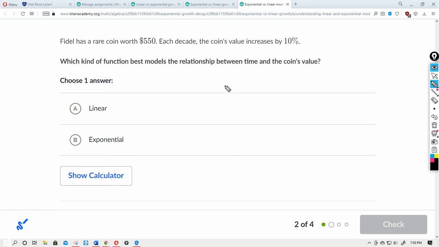Okay, here, Fidel has a coin worth $5.50. Each decade, the coin increases by 10%. Okay, so we said before, if it goes up or down by the same percentage each time, that makes it exponential. Okay.